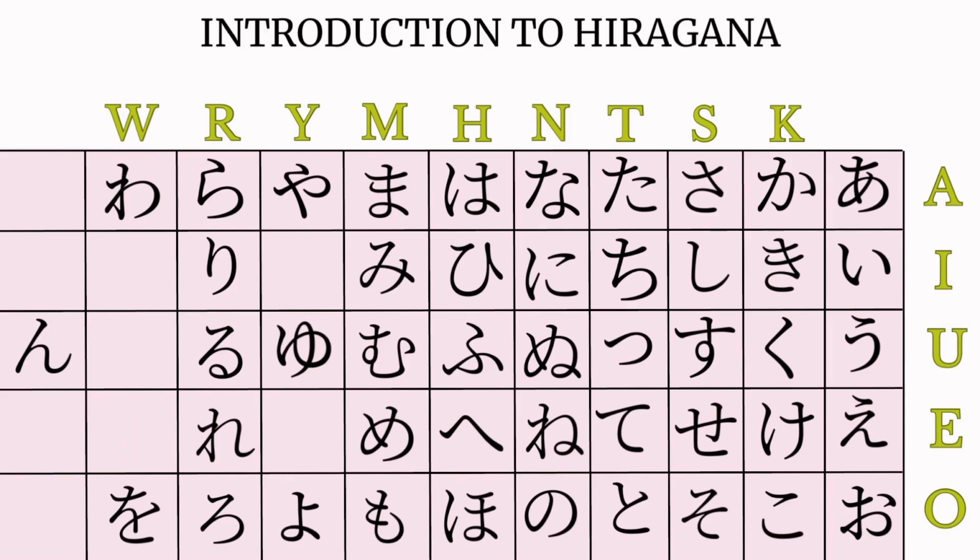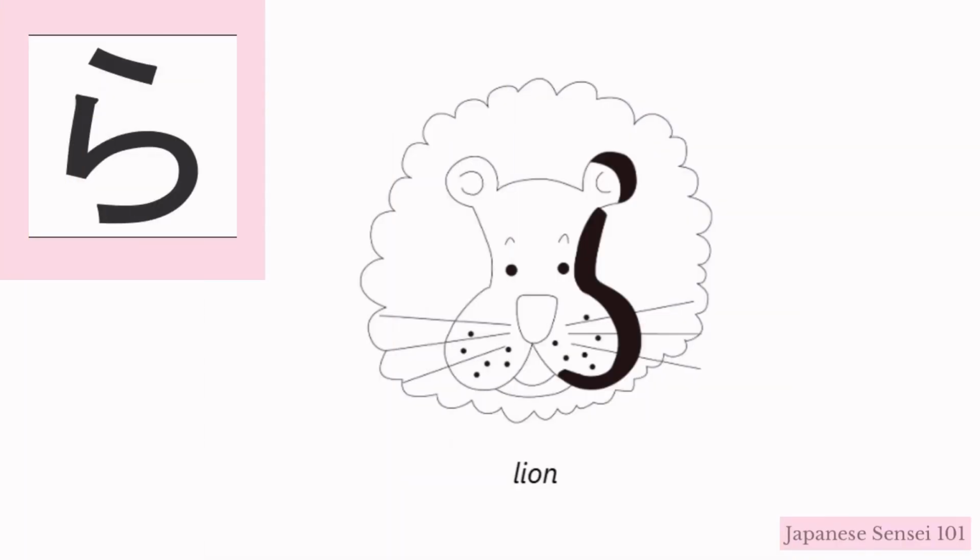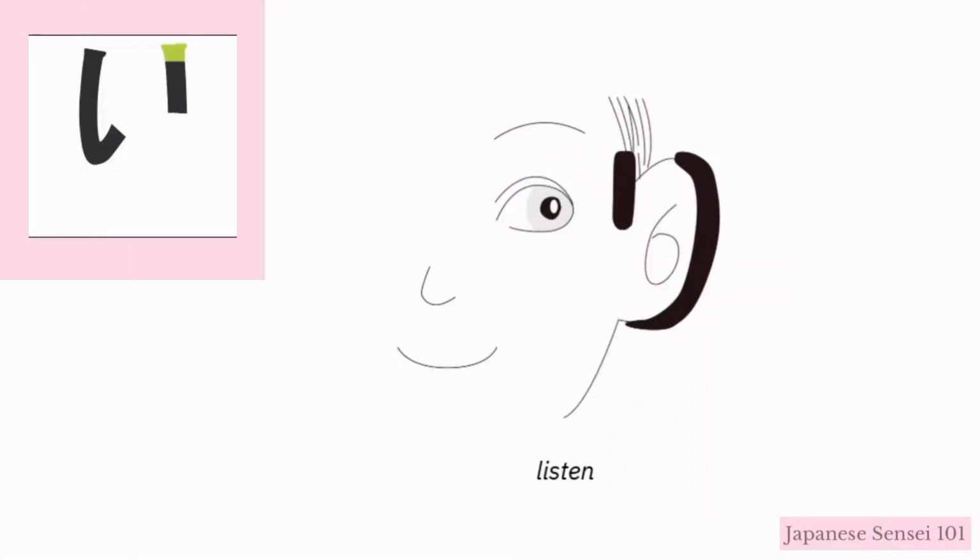You have done an amazing job. Now let's move forward to the next consonant, R. ら、ら、 Imagine the hiragana character ra as a lion's head. The curve at the top can be seen as the lion's ear, and the loop below can represent its open mouth, ready to roar. り、り、 Imagine the hiragana ri as a person with big ears, ready to listen carefully. The two strokes can represent the ears on either side of the person's head.